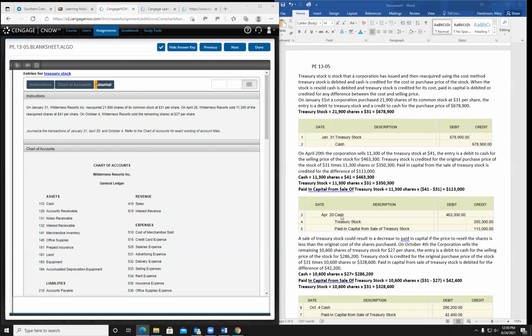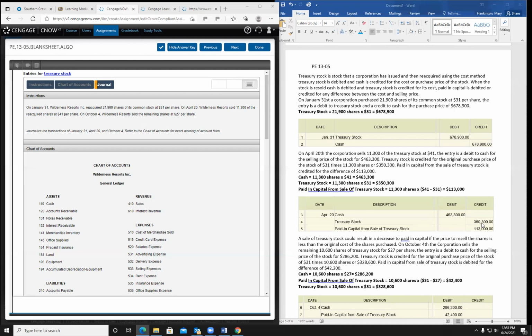So we're going to go ahead and increase our cash by that amount with a debit. Now we've sold the treasury stock, so now we're going to do a credit to our treasury stock account, but the dollar value that we recorded at is the value of what we purchased it at. So we purchased it at $31 a share. So we take that $31 and multiply it by 11,300. And so we record the treasury stock that was sold at its value, which is 350,300.